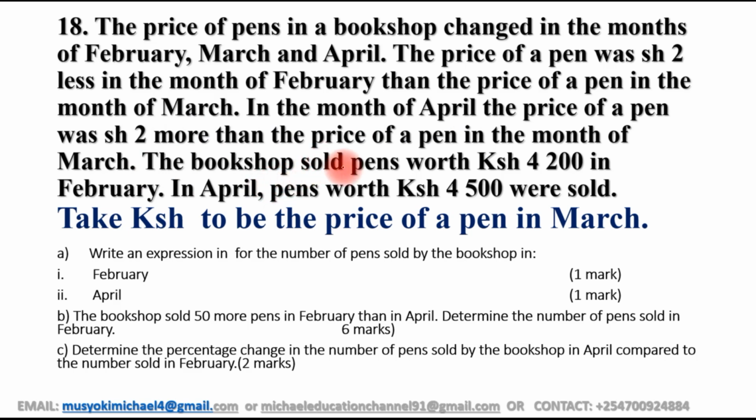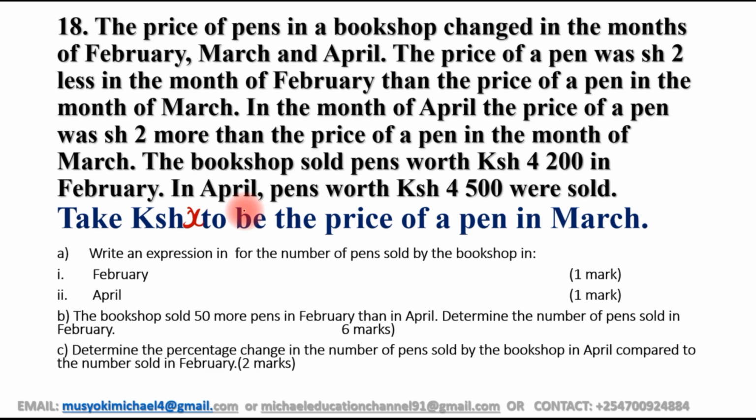The bookshop sold pens worth 4,200 Kenya shillings in February. In April, pens worth 4,500 Kenya shillings were sold. So we take X shillings to be the price of a pen in March.